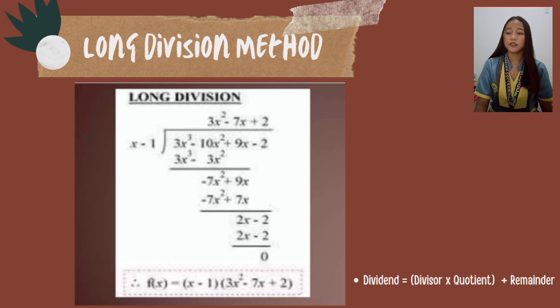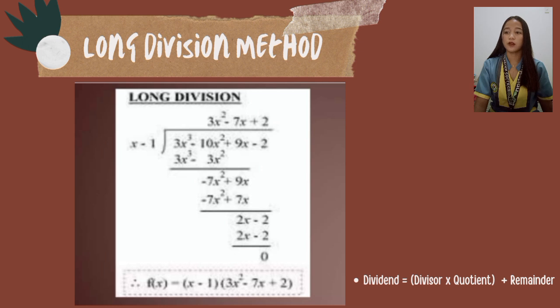And we have 3x cubed minus 10x squared plus 9x minus 2. This is the dividend to be divided by the divisor x minus 1. So how do we divide using long division? You have the basic steps. First, we need to divide, followed by multiply, subtract, and bring down. We will continue this entire process until we get the quotient.